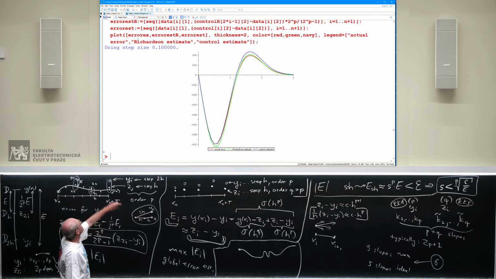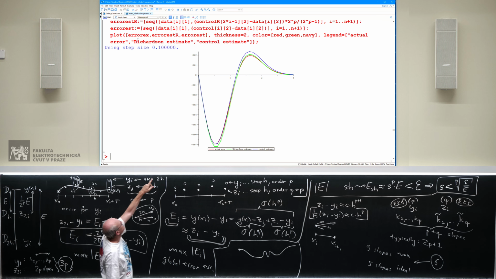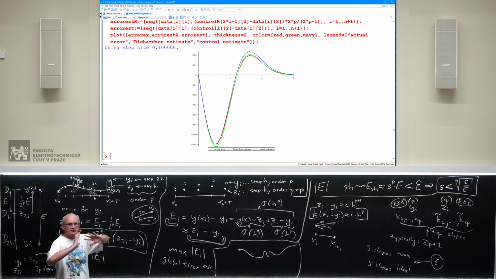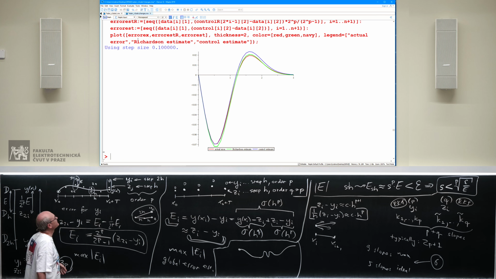Here we go. RKF45. RK for Runge-Kutta, 4 for the basic method, 5 for the control method. And F is Fehlberg. That's the guy who actually invented how to merge those slopes, how to find common ground.